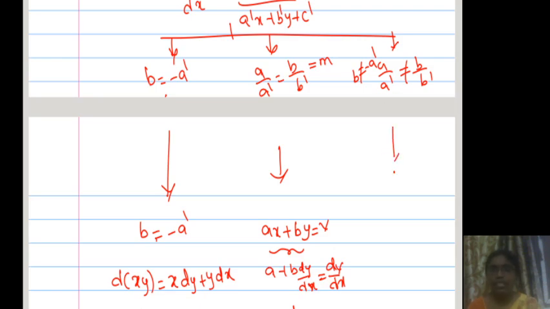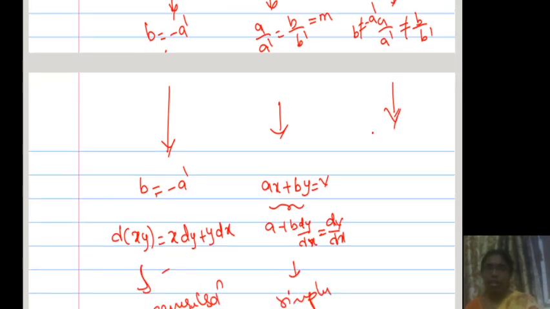Next method, case 3. In case 3, both previous cases fail. Case 1 fails, case 2 also fails. Then you have to go to case 3. In case 3, what happens? b not equal to minus a dash, a by a dash not equal to b by b dash. Means case 1, case 2 fail.